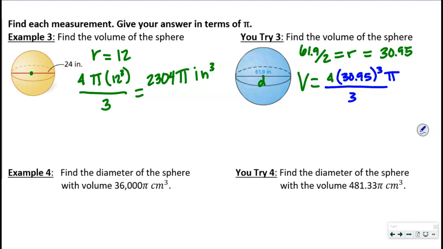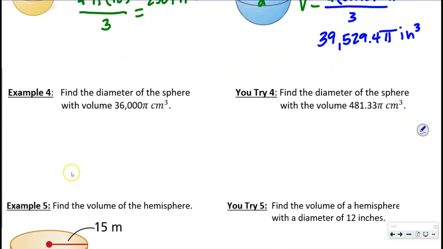And this one is a nice big number. This is 39,529.4 pi, and this is going to be inches cubed, right? Okay, so these next two are a little harder, y'all.